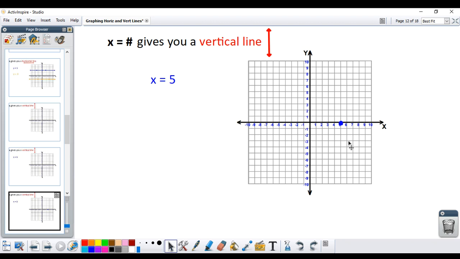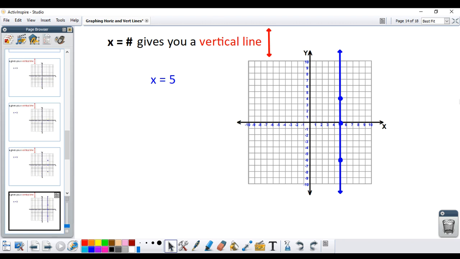And this time, if I move side to side, my x isn't 5 anymore. If I move 2 to the left, now my x is 3. If I move 3 to the right, now my x is 8. I want where x is 5 every single time. So if I move up, I'm still at where x equals 5. I've just changed my y value. So I'm going to add a couple more points where x is equal to 5 and then draw my vertical line in.